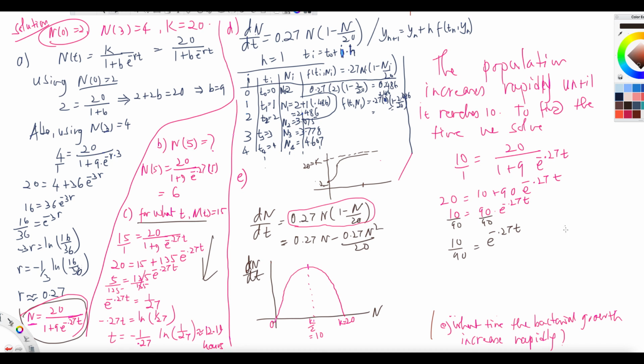Now take the log: t equals negative 1 over 0.27 times the natural log of 10 over 90, or 1 over 9, you can write the same thing. You will get 8.13 or something like that. So that is the time for which the population increases rapidly. Okay guys, this is how we do problems related to the rate of change in the logistic equation. Thank you.